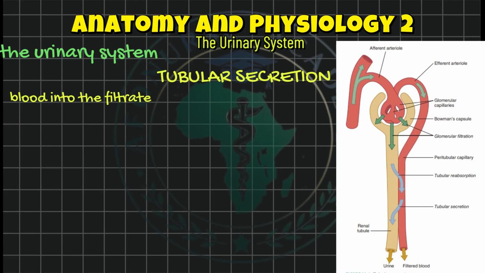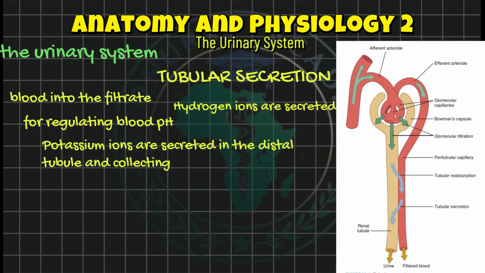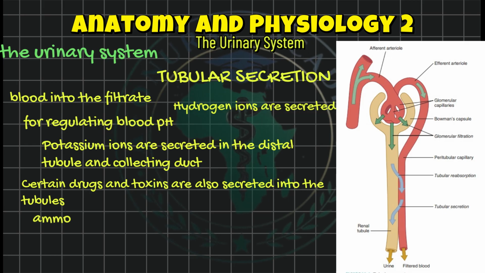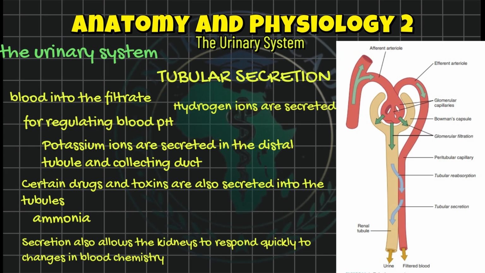What gets secreted? Hydrogen ions are secreted, and this is crucial for regulating blood pH. Potassium ions are secreted in the distal tubule and collecting duct, which helps control potassium levels in the blood. Certain drugs and toxins are also secreted into the tubules, and ammonia, which is produced by tubule cells from amino acids, is secreted to help buffer excess acid. Secretion also allows the kidneys to respond quickly to changes in blood chemistry.